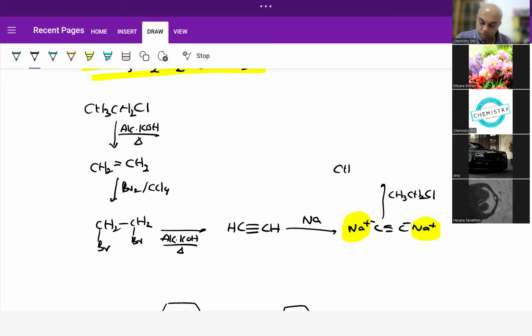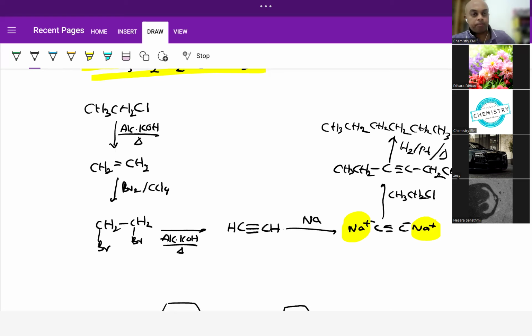So we will have CH3, CH2, triple bond, CH3, CH2. So our end result is CH3, CH2, CH2, CH2, CH2, Cl, sorry, CH3, which is CH3, this is CH2, sorry. So from here to here, you can use H2/Pt. Now here, you also need to heat. So here the heating has to be done.